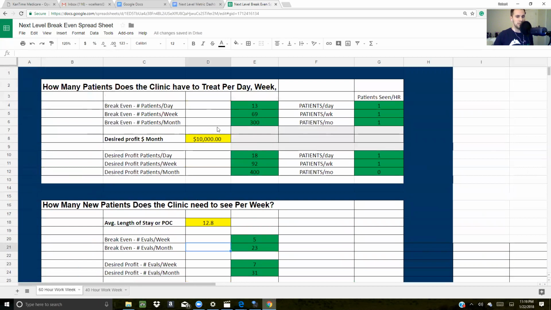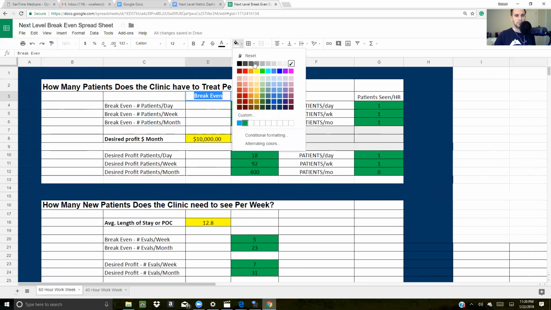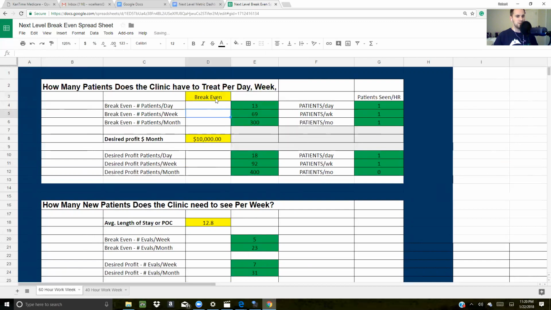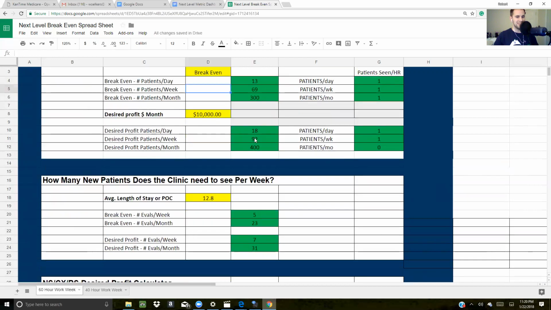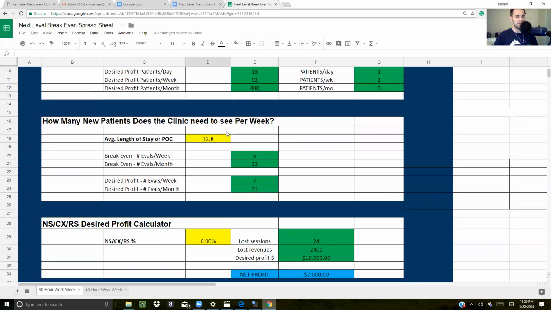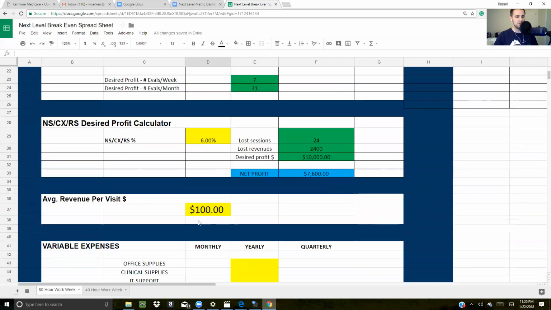So let's start with the easy numbers up and through here. Break even point, this is going to be number of patients per day, week, and month. Desired profit, so let's just put break even, right? If we're just going to try to break even here, color that in, great. So if we're going to break even, these are our numbers. If we want to get $10,000, these are our numbers based off of these numbers right here.